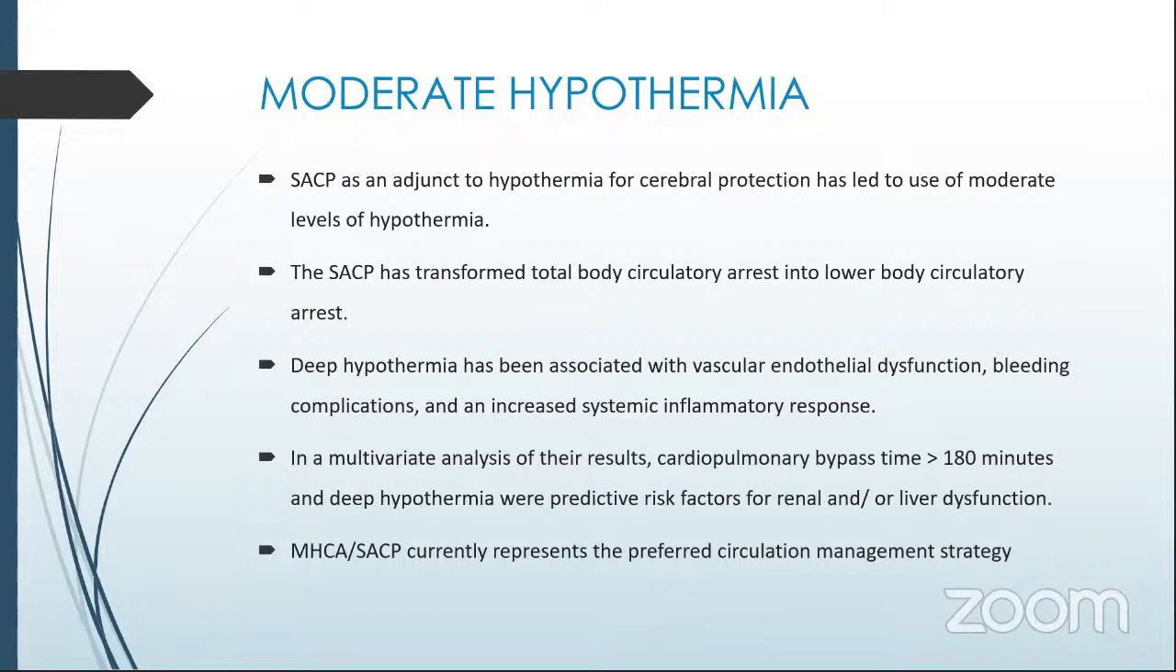But after using antegrade cerebral perfusion, we don't need a very low degree of hypothermia, because the metabolic rates of the visceral organs, skeletal muscle, and spinal cord are significantly less than the brain. So they require a reduced degree of hypothermia for optimal protection, and they are more tolerant of ischemia. Also, the induction of deep hypothermia is not a benign process. Deep hypothermia is associated with vascular and endothelial dysfunction, bleeding complications, and an increased systemic inflammatory response. Multiple studies found that cardiopulmonary bypass beyond 180 minutes with deep hypothermia was a predictive risk factor for renal and liver dysfunction. So for now, moderate hypothermia for the lower body with selective antegrade cerebral protection currently represents the preferred circulation management strategy. It has fewer complications and is a more convenient way of applying hypothermia.